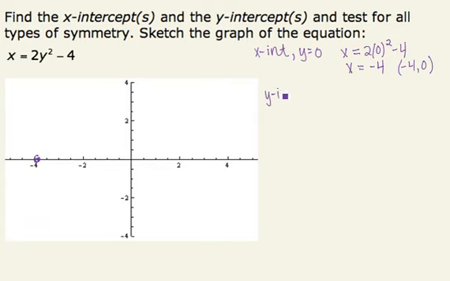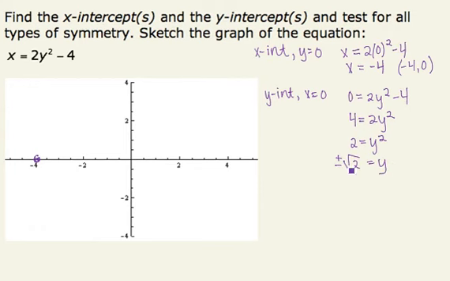Now when I think of my y-intercepts, I know that x equals 0. Therefore I get 0 equals 2y squared minus 4, or 4 equals 2y squared. Dividing by 2, I get 2 equals y squared. Therefore, the square root of 2 equals y. And it's not just the square root of 2. Remember, when you take a square root, it has to be plus or minus that. So y equals plus or minus the square root of 2.